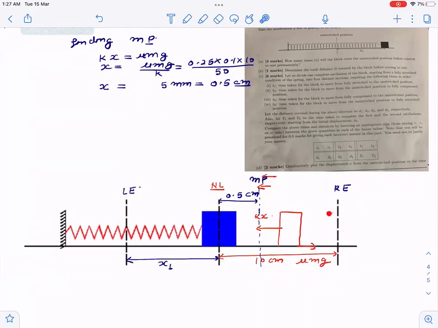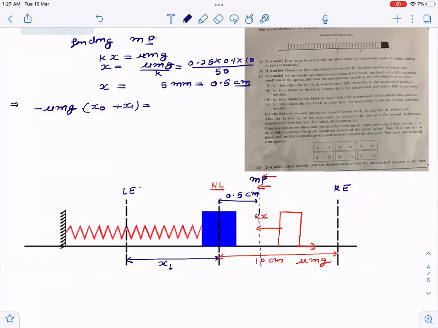What will be the work done by friction? Friction force into displacement. Friction is a constant force. So it is now minus mu mg. Why? Because work done by friction is negative. It is x naught, this initial elongation I'm calling as x naught, plus x1. This is equal to what? So work done by friction is equal to change in mechanical energy.